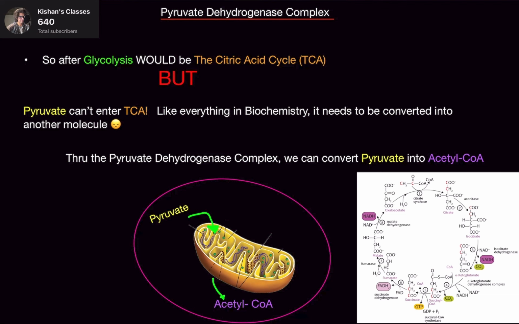This is where the pyruvate dehydrogenase complex comes in. The goal is to convert what we get out of glycolysis, which is pyruvate, into acetyl-CoA, and that will enter the citric acid cycle. So it's like an intermediate complex or intermediate step. It's not widely talked about, but it's something you should really know, because otherwise it doesn't make any sense. We can't go from glycolysis right to the citric acid cycle.